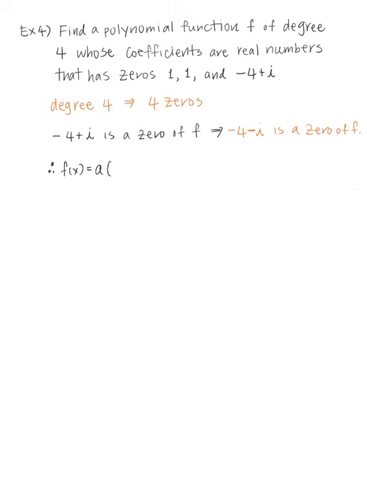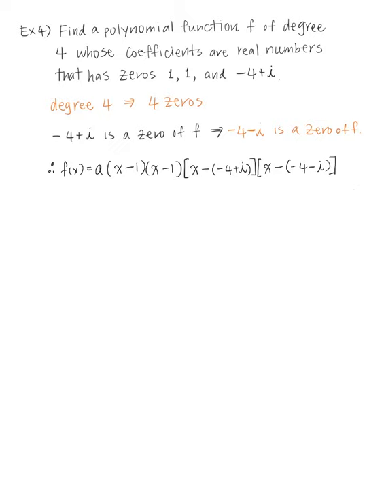So with that said, we should be able to write the function that we're looking for as a times x minus 1, because 1 was the zero, and then that repeats, so let me write it out as x minus 1 again, and then x minus negative 4 plus i, and then times x minus negative 4 minus i. Oh boy, we got some algebra to do. Let's take one thing at a time.